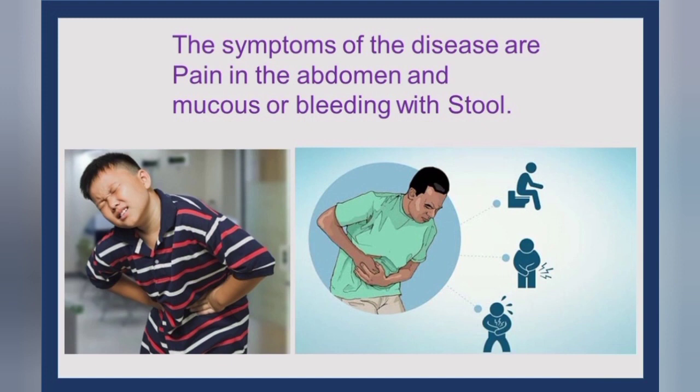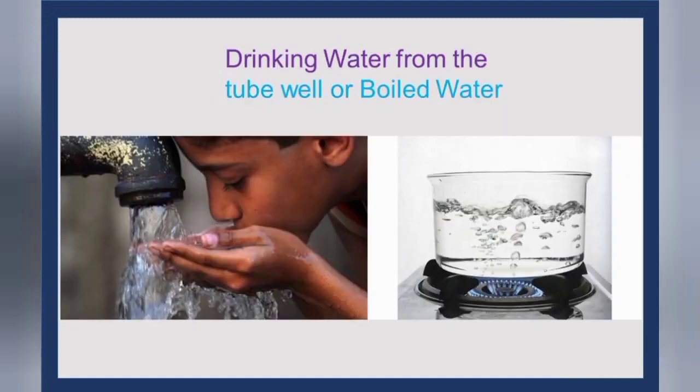Now we will discuss the preventive measures that we can take against this dysentery, like drinking water from the tube well or boiled water. So tube well water or boiled water is safe for us. We can take it as a preventive measure. We can also go for filtered water, that will also be beneficial for us against this type of disease.